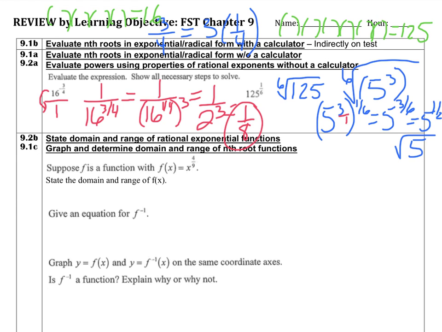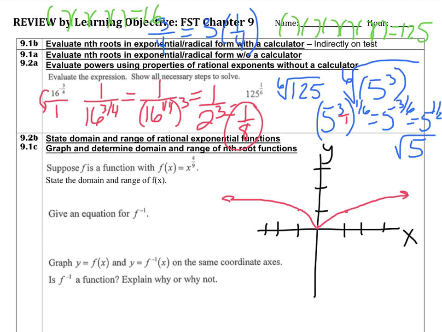9.2b and 9.1c state the domain and range of rational exponential functions and graph and to determine domain and range of nth root functions. These are really the same thing. So here we're looking at a rational exponent, and our function is f of x equals x to the 4/9 power. Now down here it's going to ask us first to find the domain and range of f of x, then find the inverse. Then it's going to say to graph the original graph and the inverse on the same coordinate axis. So let's actually start and do graphing f of x over here to the right. Now when you graph f of x, it looks something like this red function.